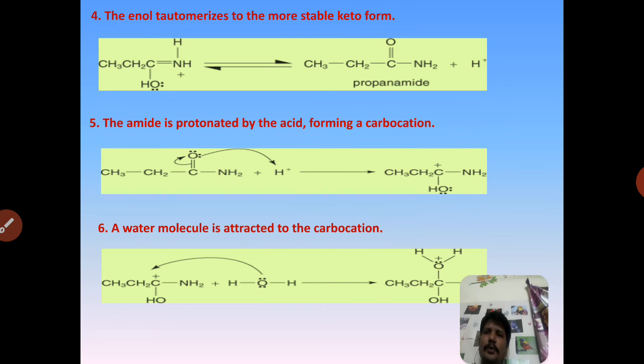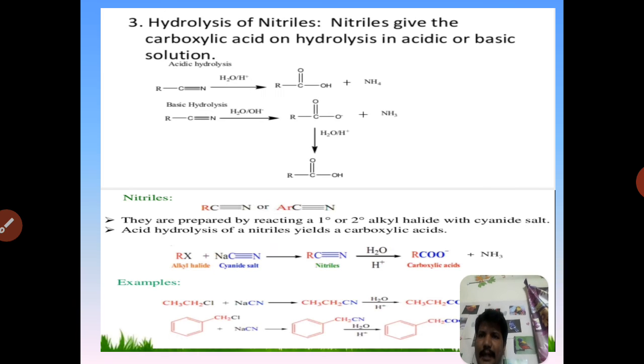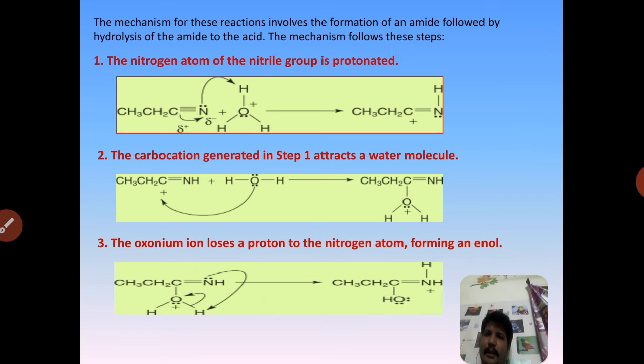In this case, you will observe one thing: there is a removal of an ammonia molecule. Got it? Okay, and the carbons remain the same. Only if you consider the molecular weight, there is a decrease in the molecular weight in the carboxylic acid by 17.